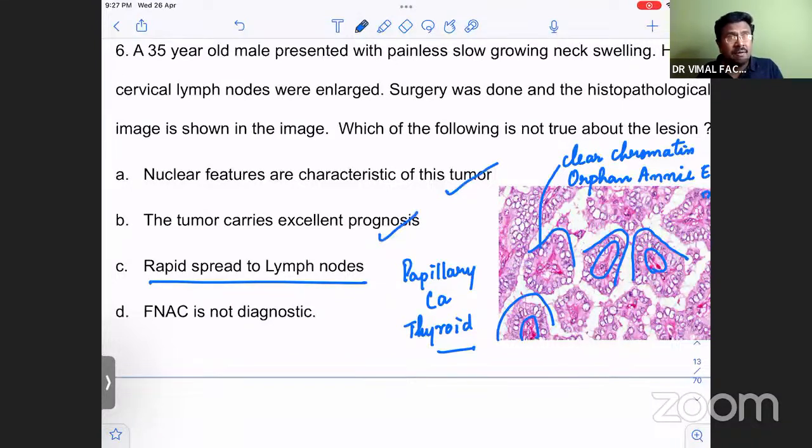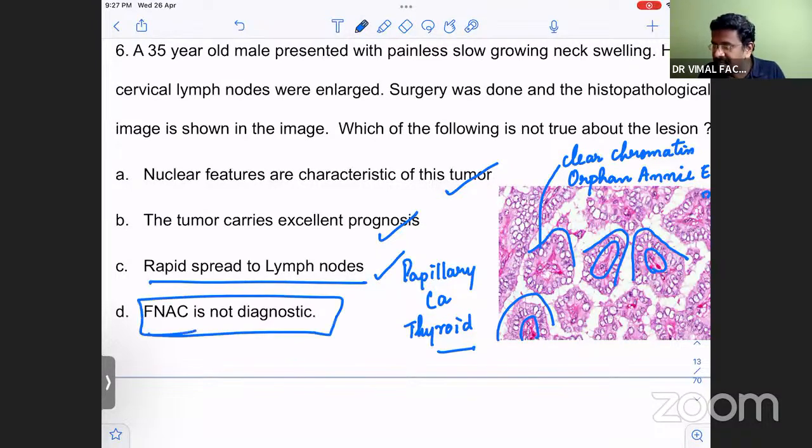Okay. And remember, sometimes the metastasis may be the first presenting feature, so that sometimes even the thyroid swelling may not be visible. The patient may present with a lymph node swelling first. So this condition is called occult primary. The primary will be occult, but the patient will present with a lymph node swelling. And coming to the next option, FNAC is not diagnostic.